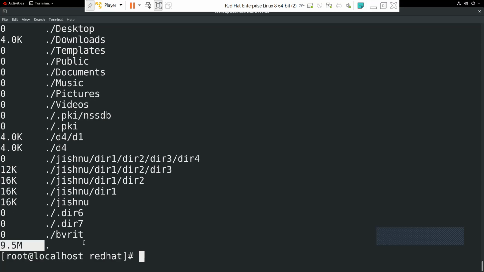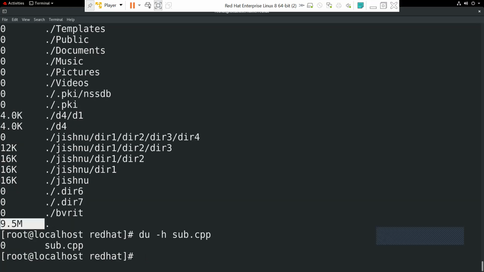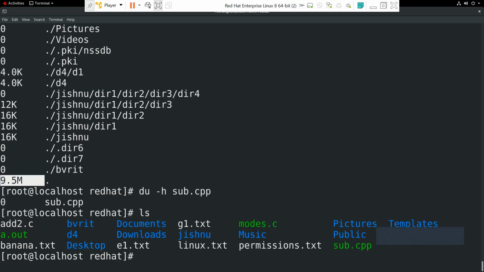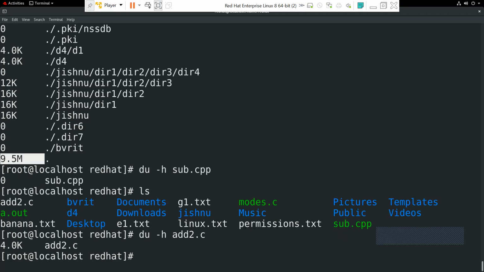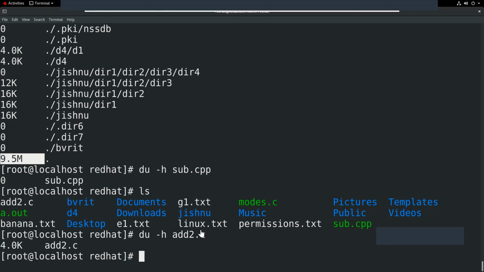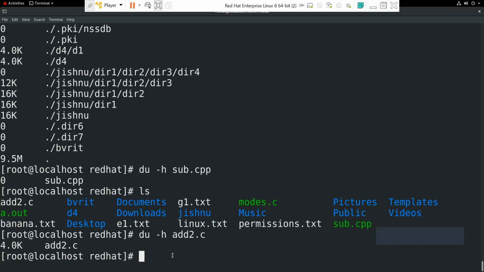If you want to know for a specific file, for example disk usage in the human readable format for sub.cpp, actually no content is there in sub.cpp, that's why it is showing 0. So if you want to know disk usage for, like, add2.c, you can check it. So this is about disk usage. How much size a file has, we can check like this.